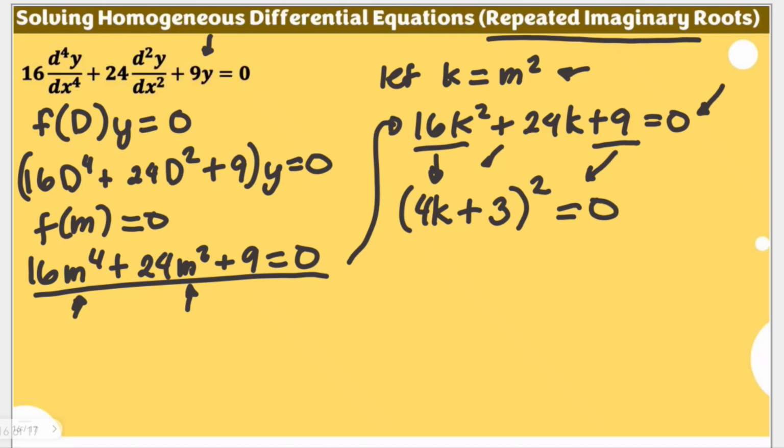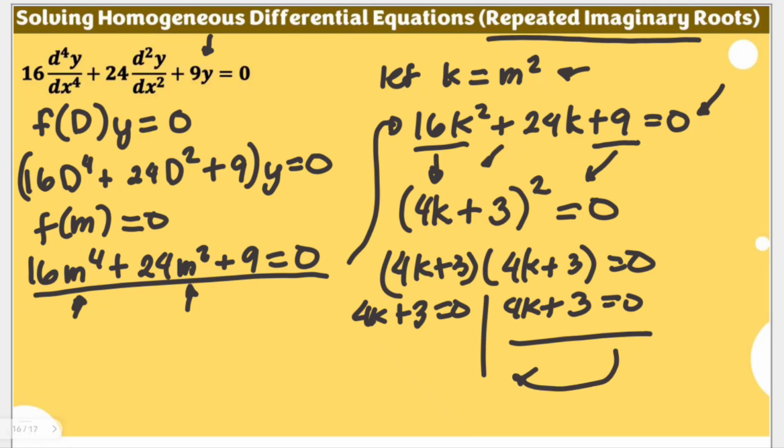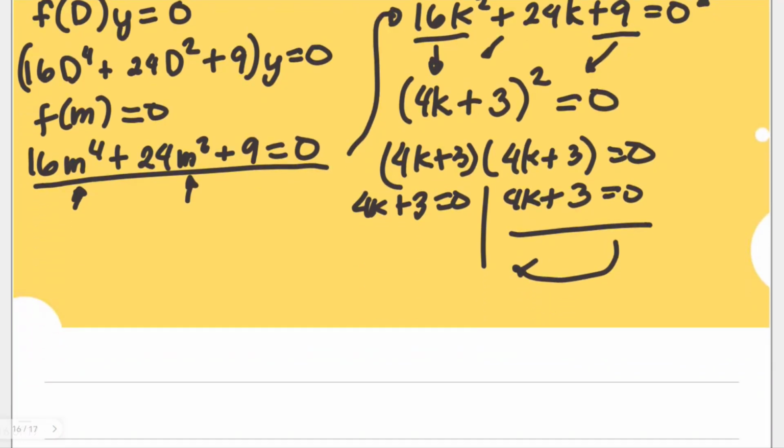This would be our roots now: 4k plus 3 times 4k plus 3 is equal to 0. So our first result is 4k plus 3 is equal to 0. You also have 4k plus 3 is equal to 0. No need to do this again because we have the same results, and that means the repetition or multiplicity is already verified. But of course, you will have 4k is equal to minus 3. So k is equal to negative 3/4.